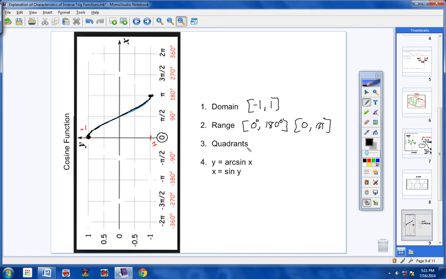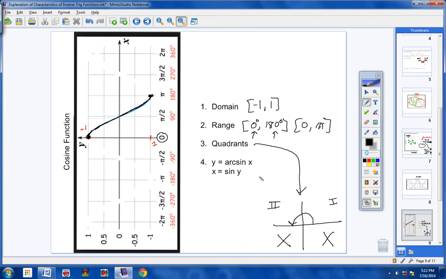Now the quadrants. The quadrants are really important. Anytime we are dealing with an inverse cosine problem, the two quadrants you're always going to deal with are quadrants 1 and 2. You will not use quadrants 3 and 4. And by the way, doesn't that make sense? Look at your range. Your range goes from 0 to 180. And that's what these two quadrants do. From here to here, all the way over is 0 to 180.